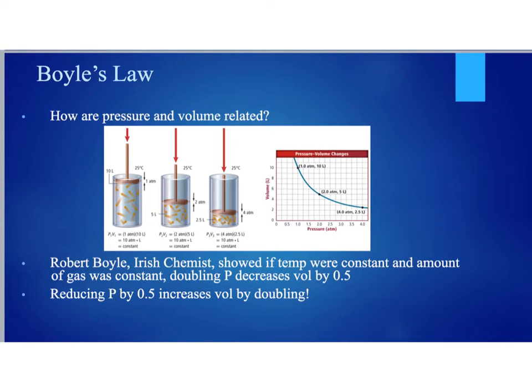Now, Boyle was an Irish chemist, and what he was concerned with is how pressure and volume in a system were related. The thing you have to remember with Boyle's law is that he kept temperature constant, as you can see here, and the amount of gas was constant. So we weren't changing the quantity, but what he noticed based on one of his experiments was that if you doubled the pressure, then the volume would decrease by half. So he concluded that reducing pressure by half would increase the volume by doubling.